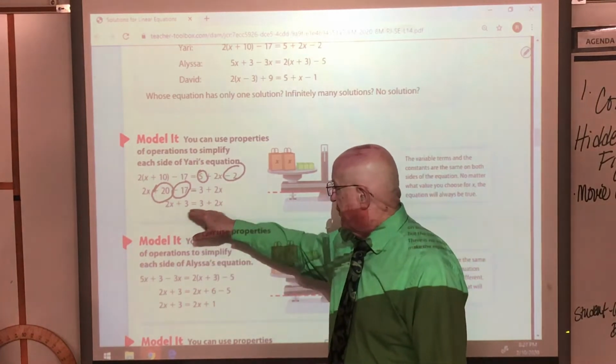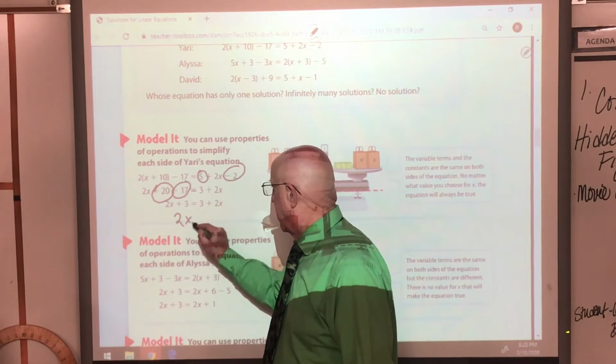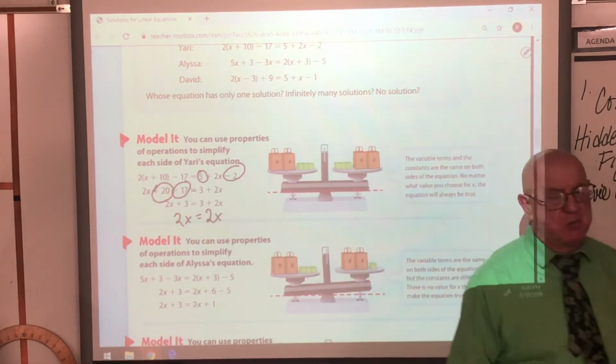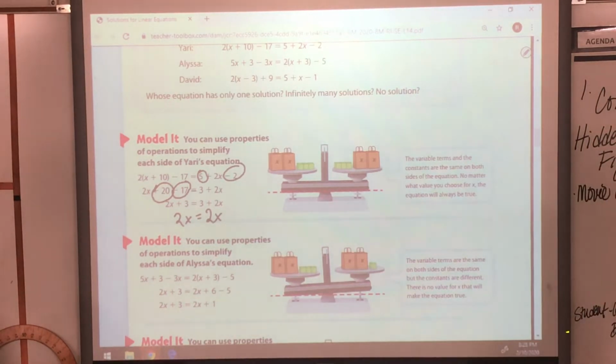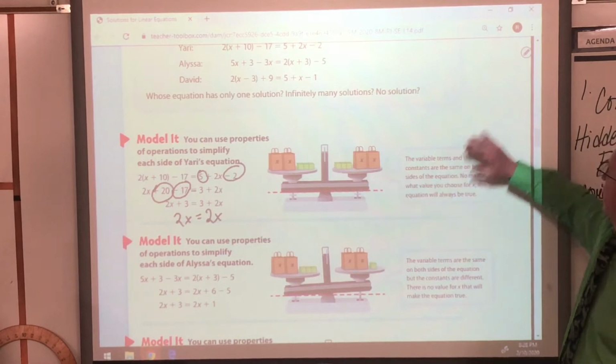If we subtracted 3 from both sides, we would have 2x equals 2x, and for any value of x you put in there, you multiply it by 2, you're going to get the same answer. Okay, so that one has infinitely many solutions.